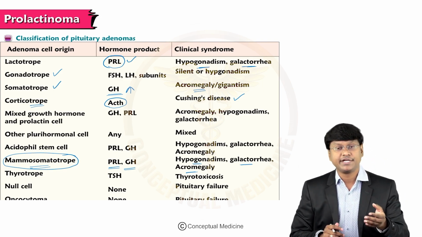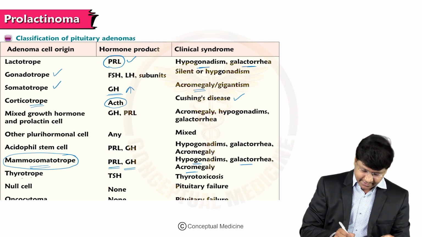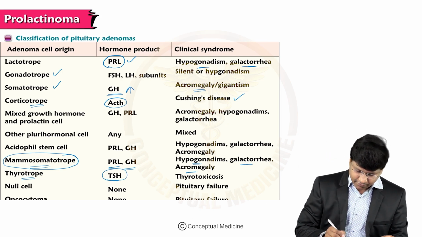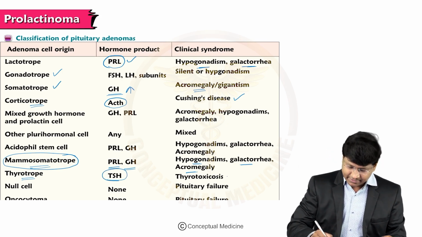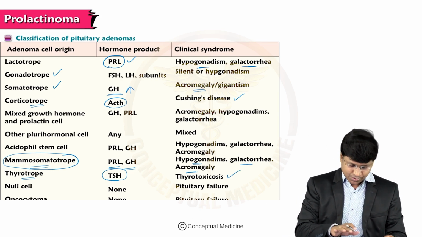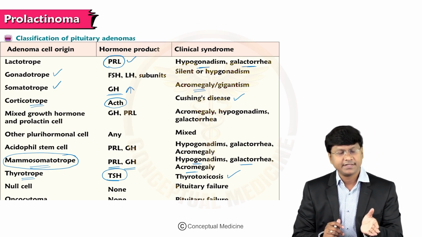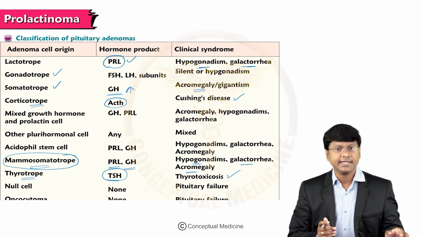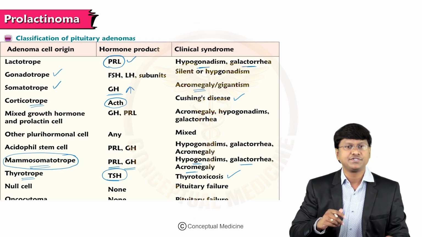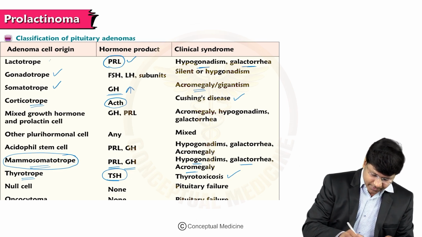And if the tumor is originating from thyrotroph cells of your pituitary gland, that will result in the thyrotroph type of pituitary adenoma, where there is excessive production of thyroid stimulating hormone, and that will result in thyrotoxicosis. So these are the cells of origin for the development of the tumor, and accordingly you have the respective clinical manifestations. Now out of this, the one which we are going to discuss now in detail is the prolactinoma.